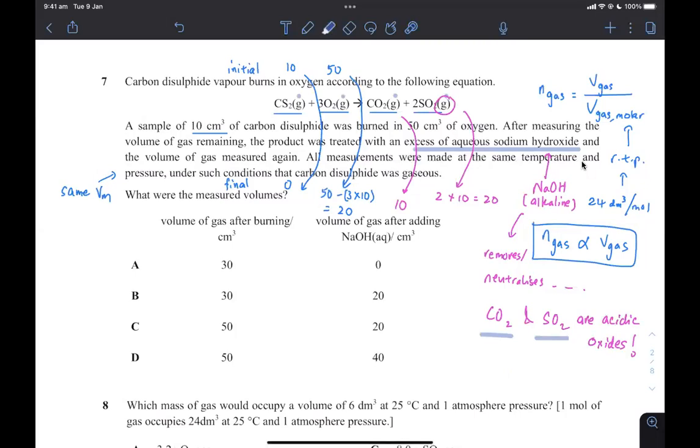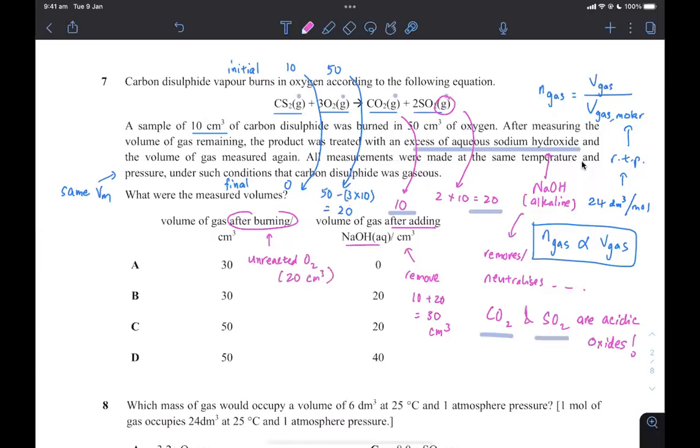How much SO2 do you have? 20 cm³, and 10 cm³ CO2. So after you add NaOH, it will remove the CO2 and SO2. It will remove 10 plus 20, it will remove 30 cm³. But after burning, you have unreacted oxygen. The unreacted oxygen is your 20 cm³ remaining because you only reacted 3 times 10 cm³. You only reacted 30 cm³. You still have 20 cm³ remaining.